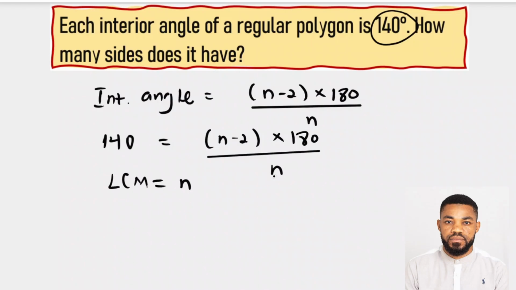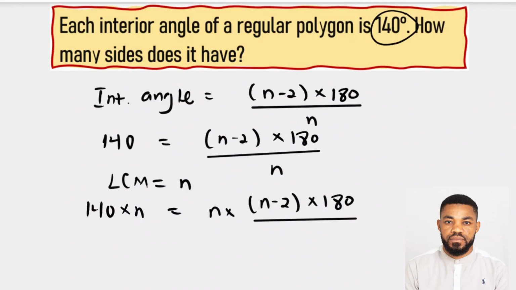That's the only denominator that we have here. So that's going to be the LCM. So now let's multiply by the terms of this equation. That will give me 140 times n, and it is equal to n times (n minus 2) times 180, all over n. Remember, I've just multiplied the whole of this by n.